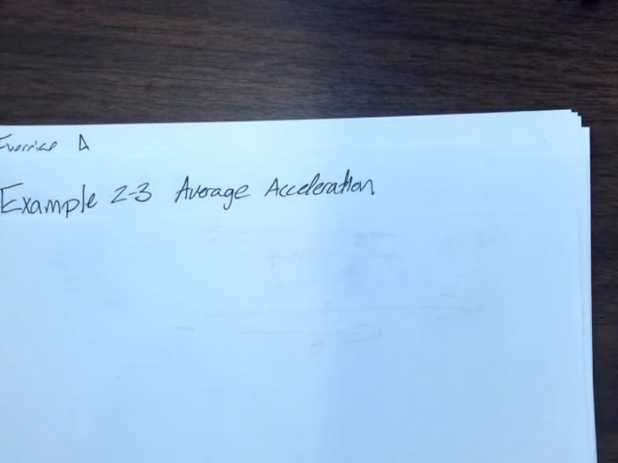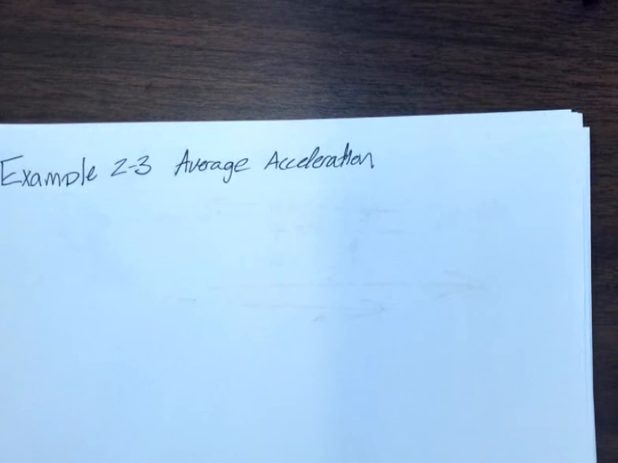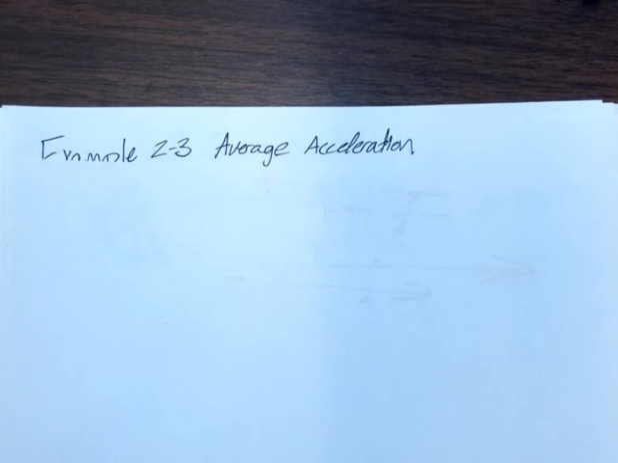So let's take a look at an example. We're going to take a look at example 2-3 for average acceleration. Example 2-3 asks us to consider a situation in which a car is accelerating along a straight line road from rest to 75 kilometers per hour, and that occurs in 5 seconds.